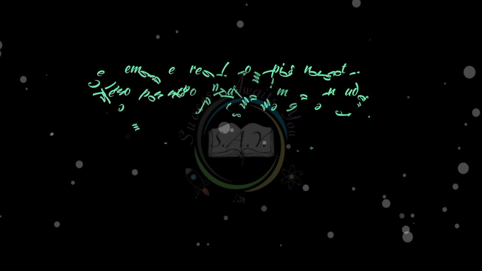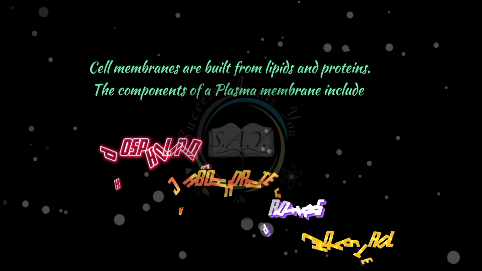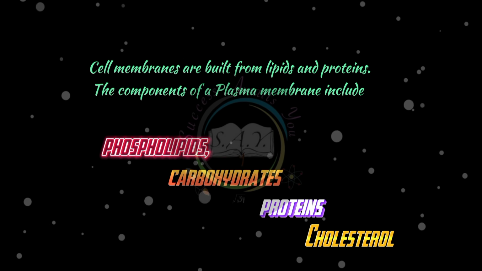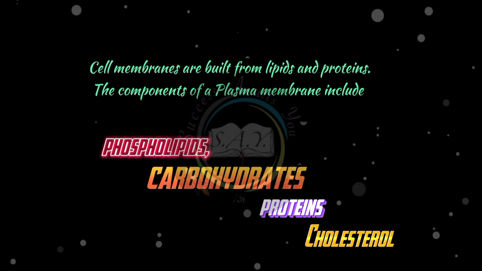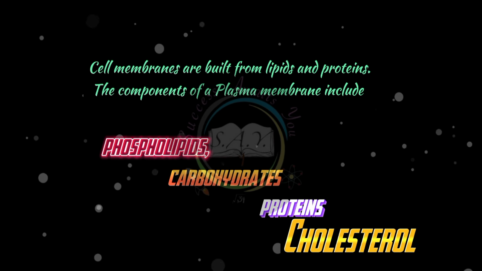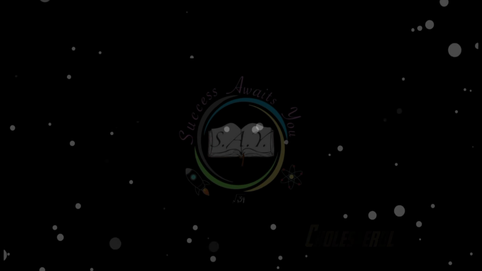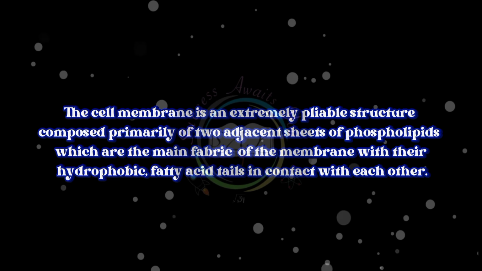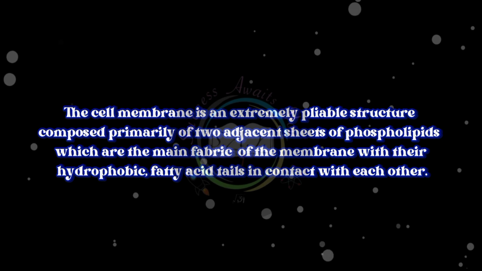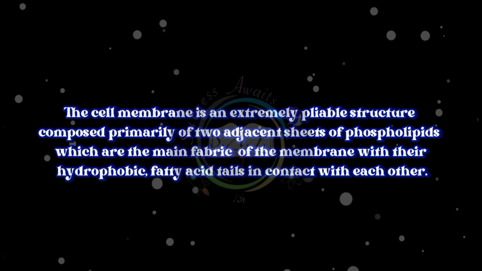Cell membranes are built from lipids and proteins. The components of a plasma membrane include phospholipids, carbohydrates, proteins, and cholesterol. Plasma membrane is a pliable structure having two sheets of phospholipids, which are the main fabric of the membrane.